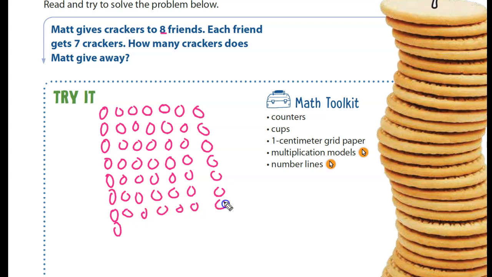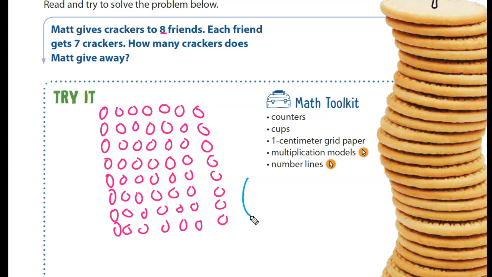One more row, and then I just got them all. I could do that, and then they get 56. Okay, or I could just break it apart. So you know what? I'm gonna go with 8. So I'm gonna break apart 8.